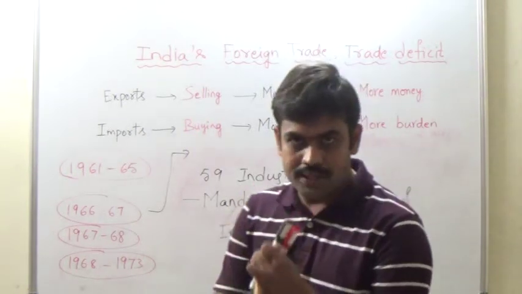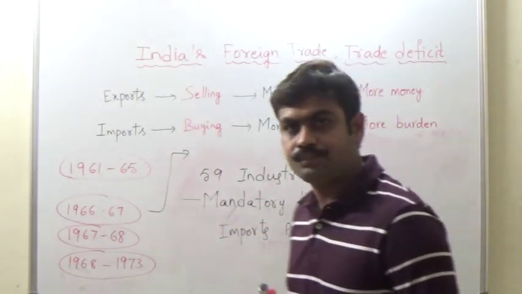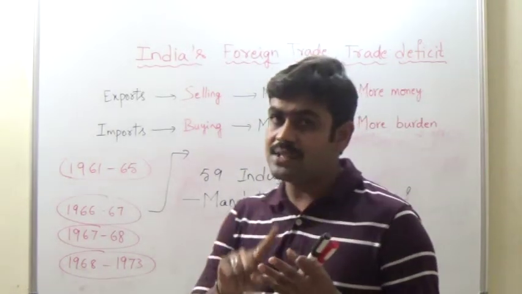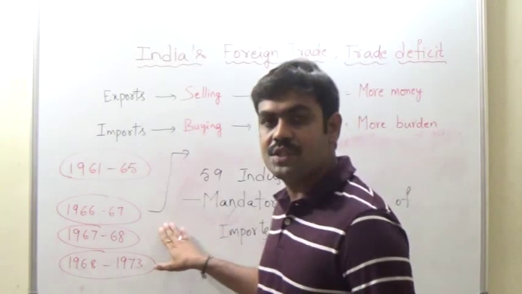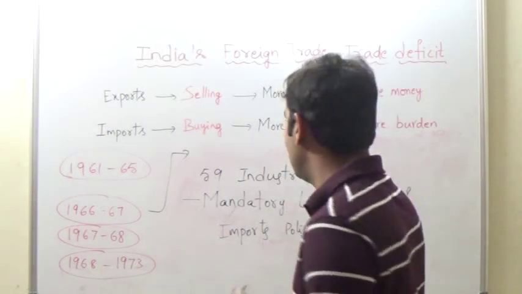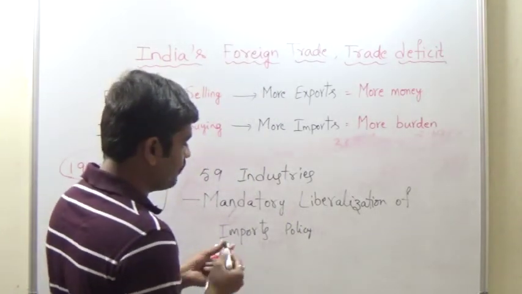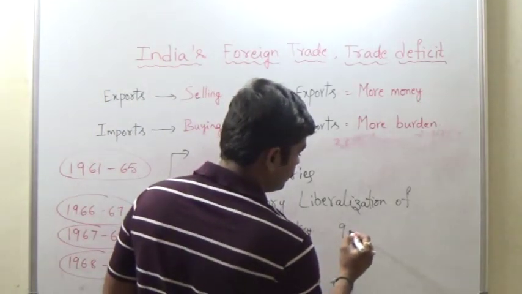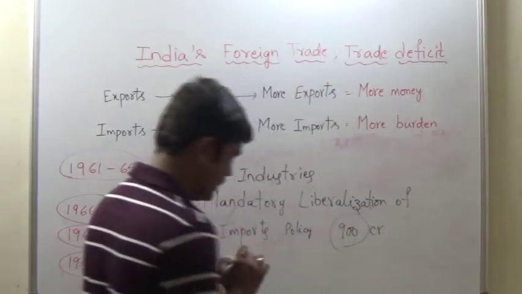And this drought, this policy after the post-war period, and mobilization of resources, all these increased the trade deficit of India to the highest level, almost the highest level, reaching something around 900 range, 900 crore.